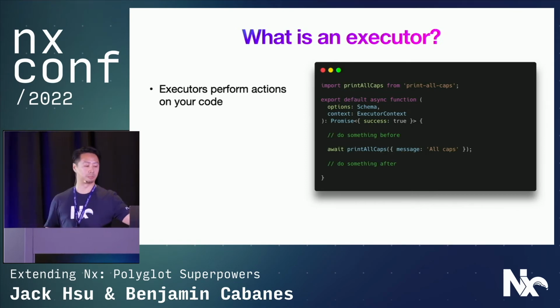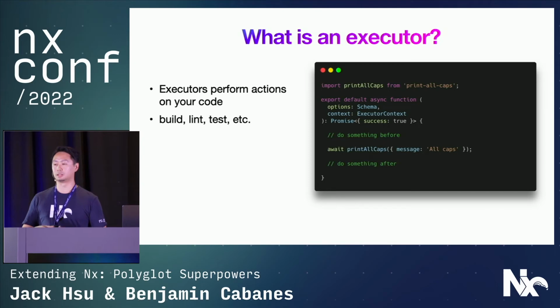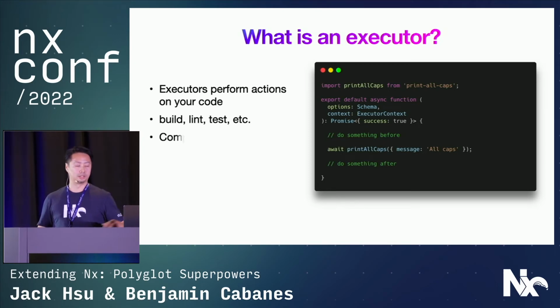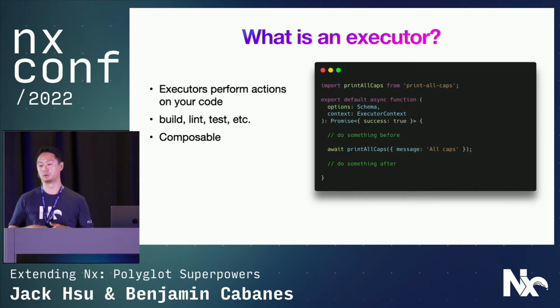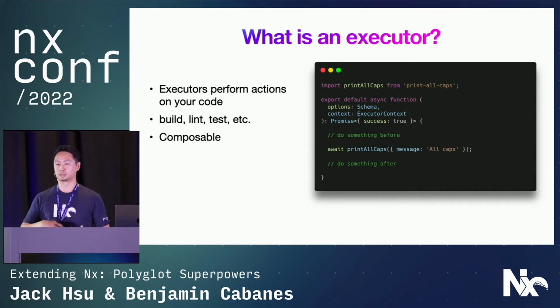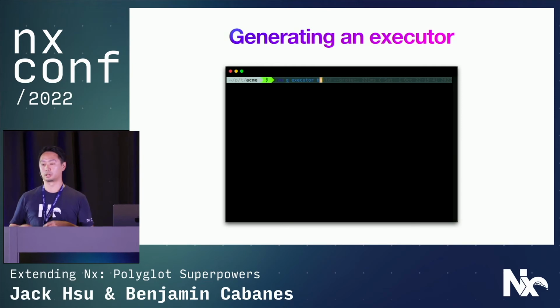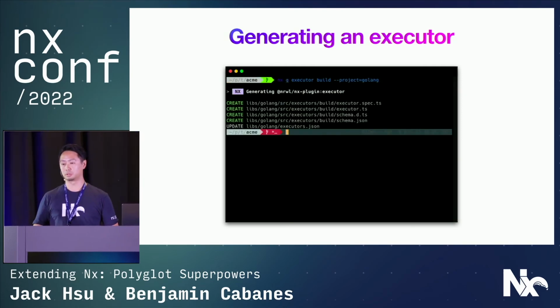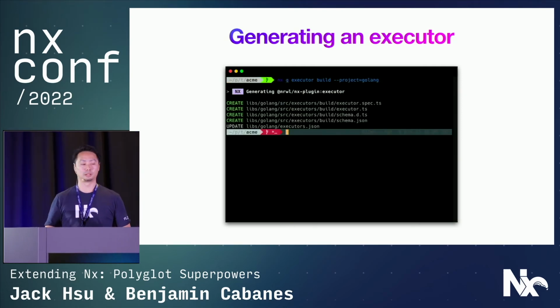Now, executor, they're basically performing actions on your code. So you can think about building, but also linting and testing. And just like their generator counterpart, they're also composable. So if you have existing executors, you can call them within your executor and build up new ones like that. So here we're going to create a new executor called build within our Golang plugin.